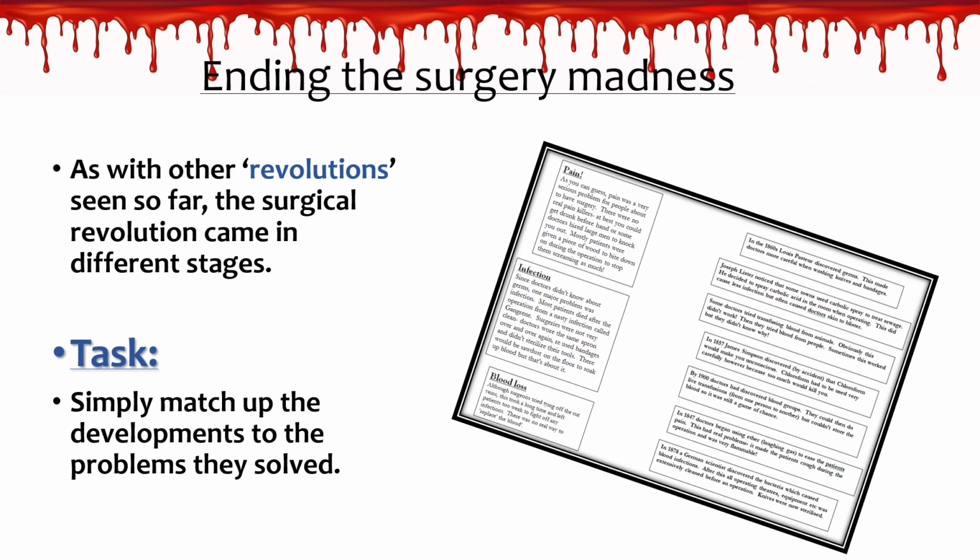What I would like you to do is simply match up the developments. You've got multiple developments along one side, and along the other side you've got the problems: pain, infection and blood loss, that they helped to get rid of. So the solutions to these three problems that we've talked about already. I would just like you to match them up. Obviously you're going to have more than one solution for each problem, because you've got a lot more solutions than you have problems. So have a go at that and see how you get on.